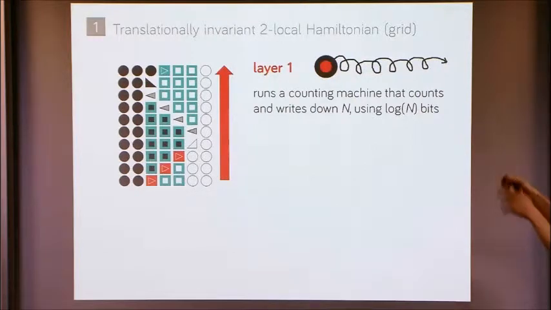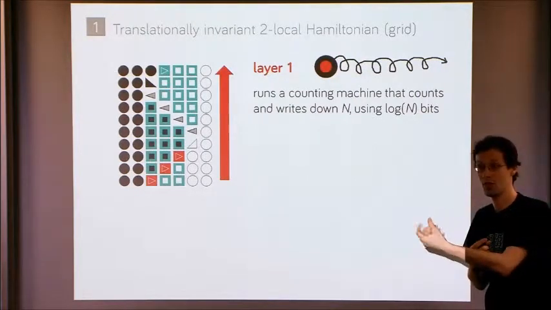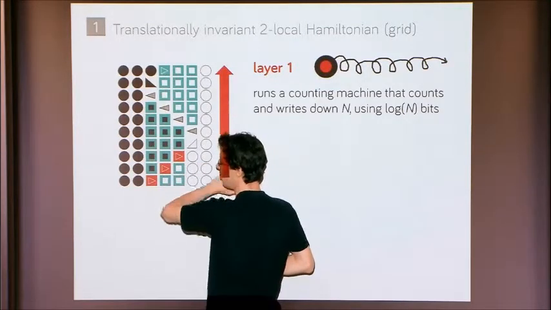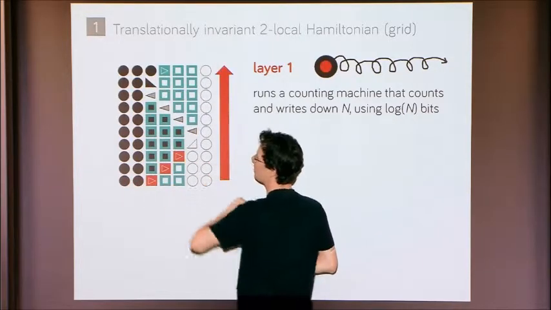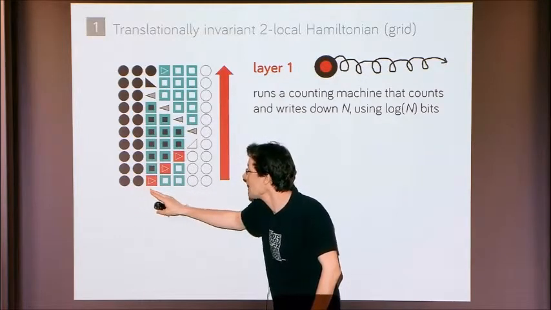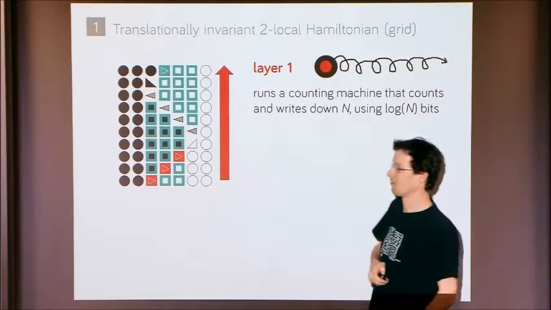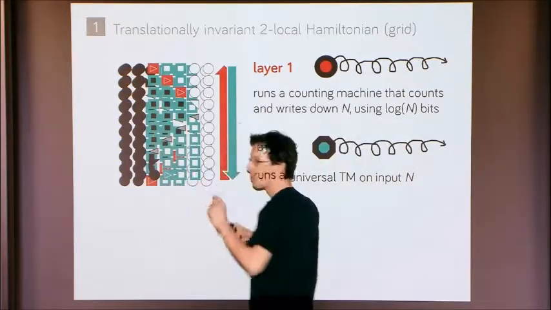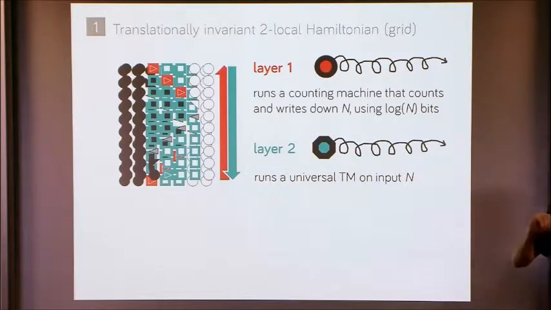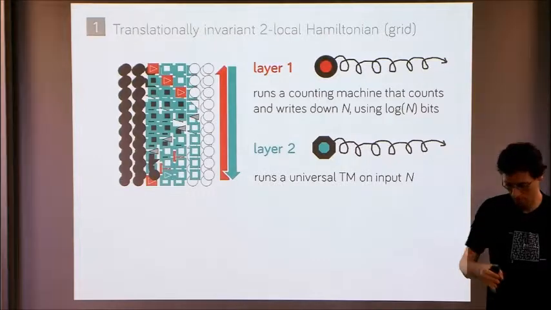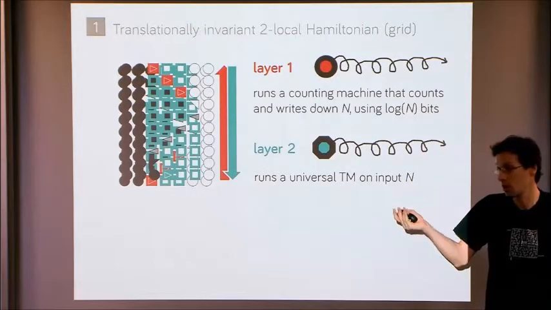And this construction has then been used for translation invariant Hamiltonians, where somehow you have a grid on which you can have a computation that runs and writes down the size of the grid. And then you've got a second layer of computation that takes that number and does a computation that's encoded in this number. So you run a universal Turing machine on the program that the first machine has written. And this is done on a big grid, depending on how big the grid is, that computation you will run.